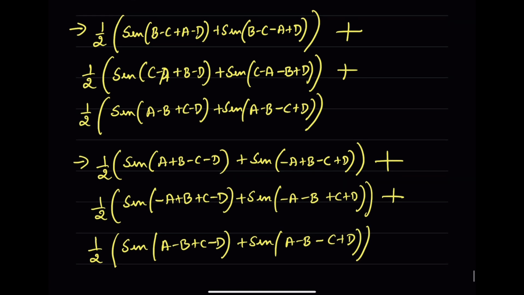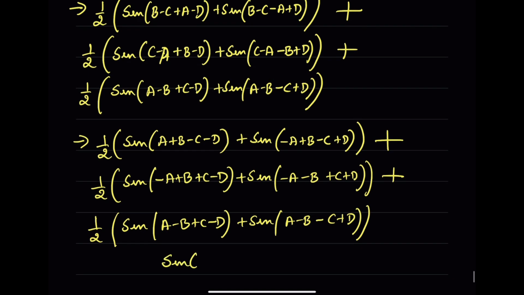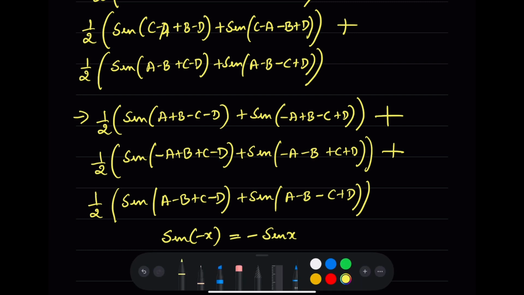Okay, now if you observe here, we do not have any term that cancel out each other, correct? But we have an information that sine of minus x is minus sine x. So now we have to find terms which actually have a relationship of x and minus x. So let's consider the first term.